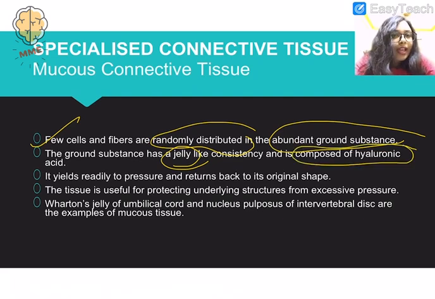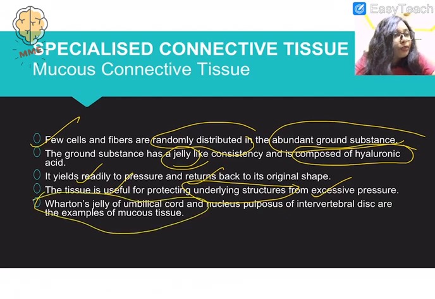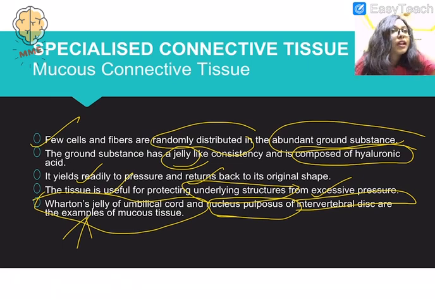Hyaluronic acid is very easily yielding to pressure. Whenever you apply a pressure, there must be something cushioning in the body. These are the cushions actually, and hence they return back to their original shape after applying of the pressure, and they are very useful in protecting the underlying structures from very excessive pressure. So Wharton's jelly in the umbilical cord, I know this is a very famous example, and the nucleus pulposus in the intervertebral disc are very important examples of mucus tissue.